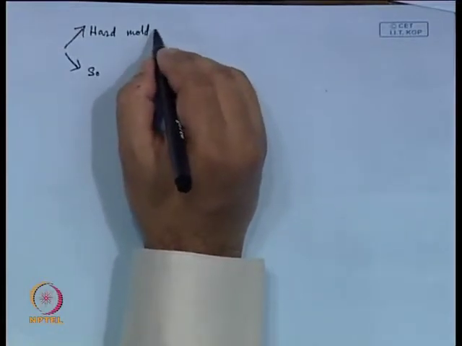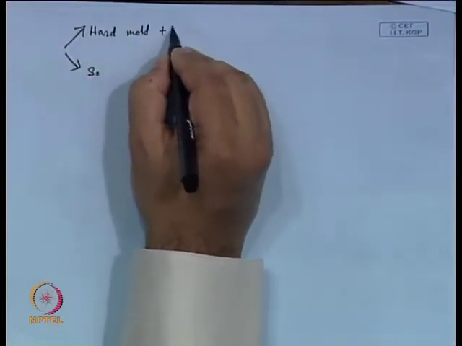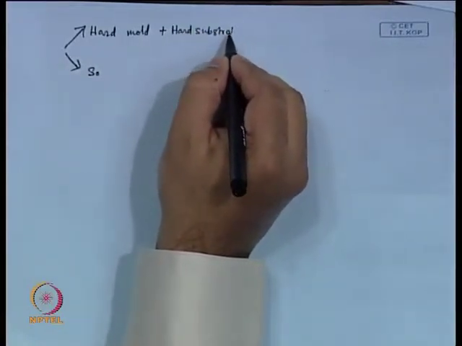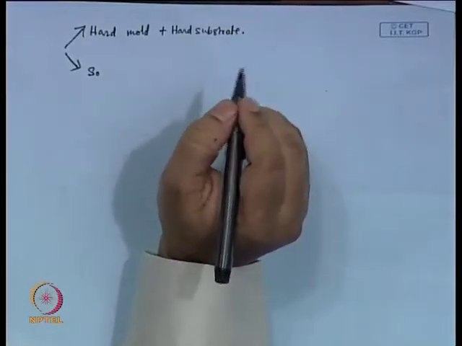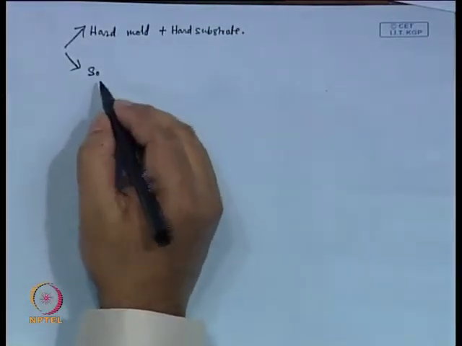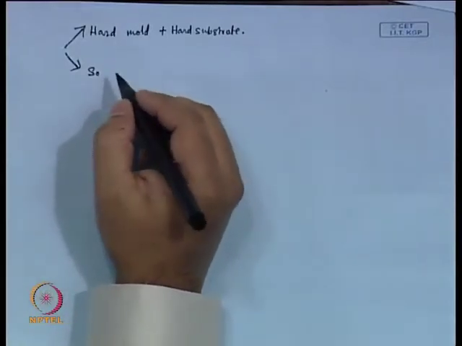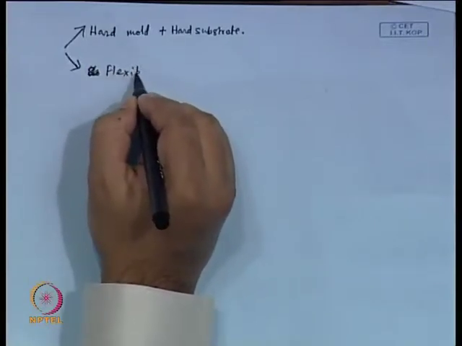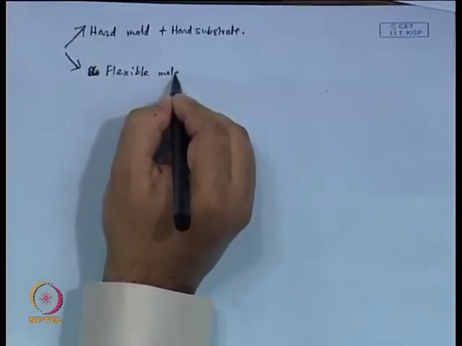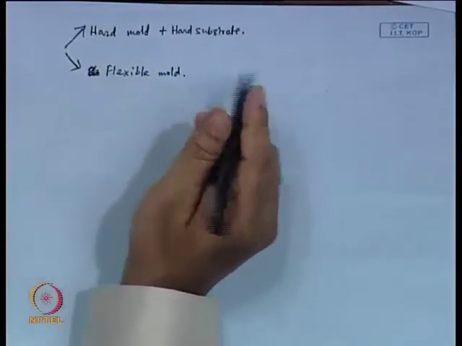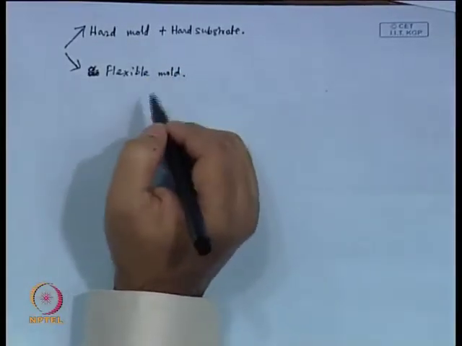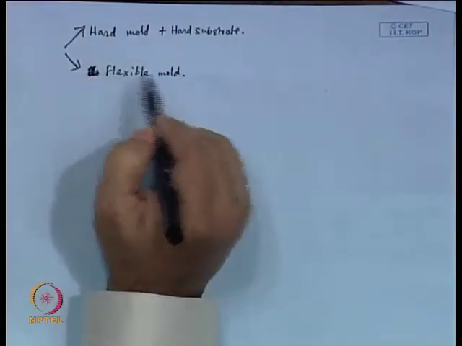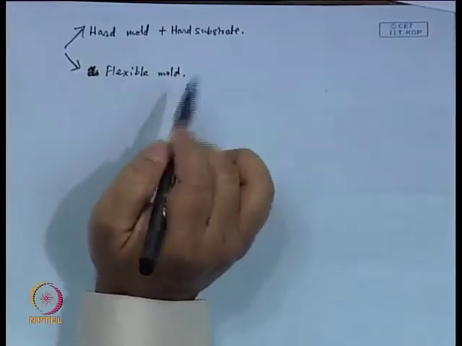Hard mold, if you have a choice of hard mold plus hard substrate, okay. In other words, you can have, and I don't want to call this soft mold, a flexible mold, not very flexible, but some flexibility that is actually required. That is why I have mentioned it is a PDMS mold, because a certain amount of flexibility is required. I can tell you why.